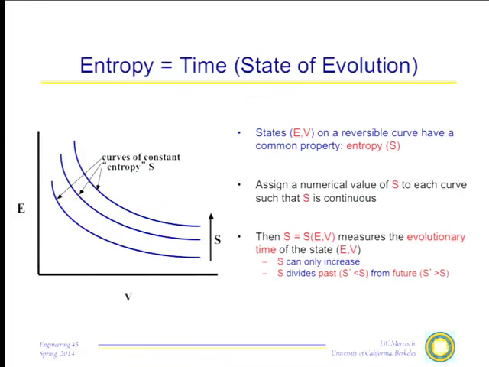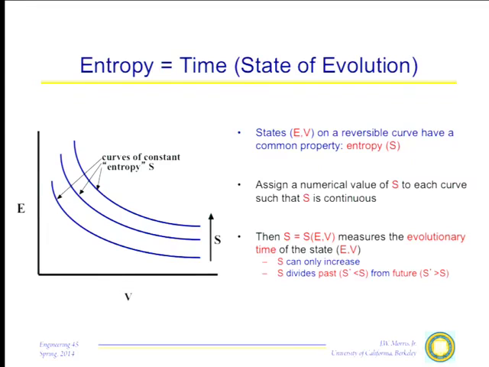If I assign a numerical value of the entropy to each curve such that S is continuous, then I can write a function. Give me a state, E and V, it's a point on this graph, and I can find out how to assign an entropy to it. So every state has an energy, a volume, and an entropy. The property of the entropy is that it can only increase. It can't go backwards, because I can move up in energy from one curve to another, but I can't come back down again.